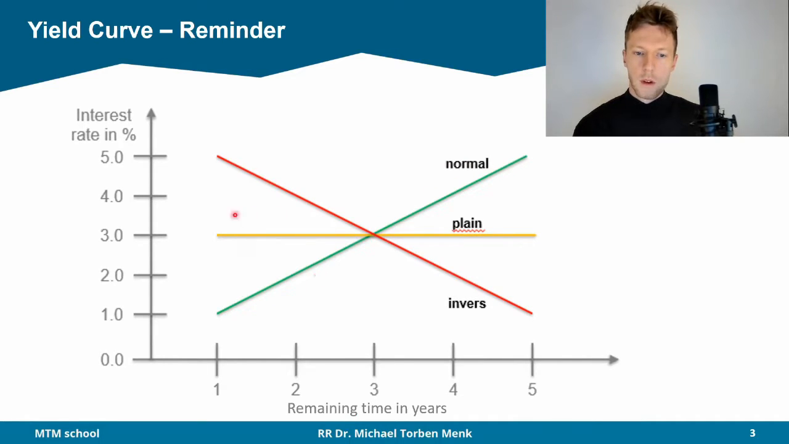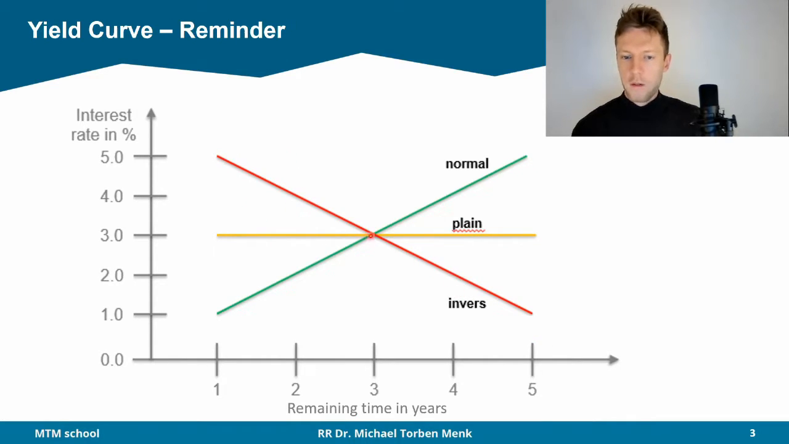And the flat one is some kind of extraordinary case. It's kind of unusual. Usually yield curves do not look like this. It's a way to make yield curve accounting more simple, because you do not have to compare interest rates if the yield curve looks like this.